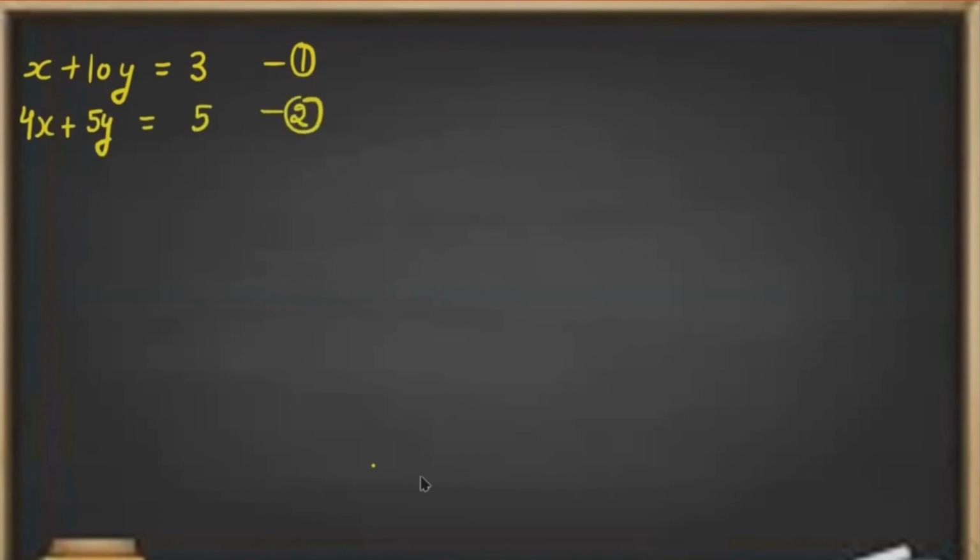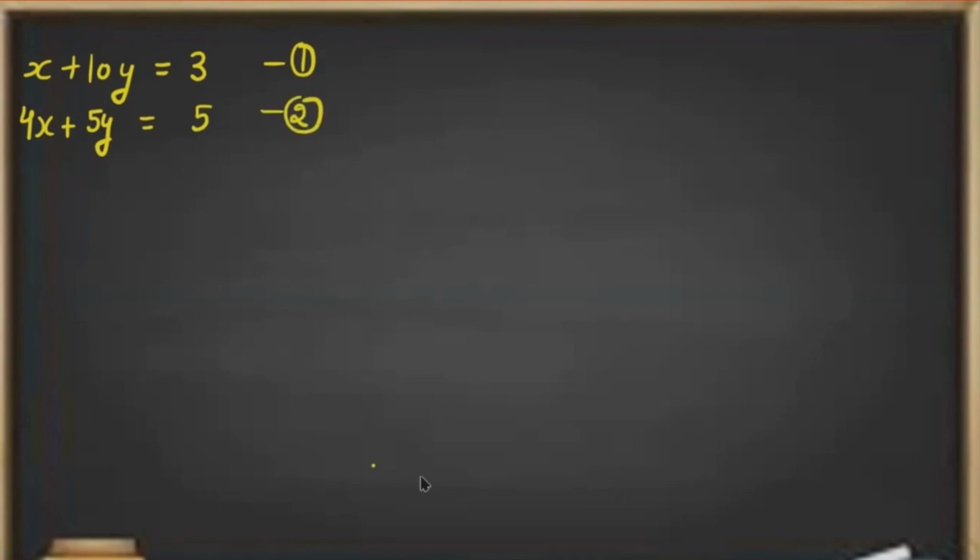We have two equations, x plus 10y is equal to 3. Let it be equation number 1. 4x plus 5y is equal to 5. Let it be equation number 2.